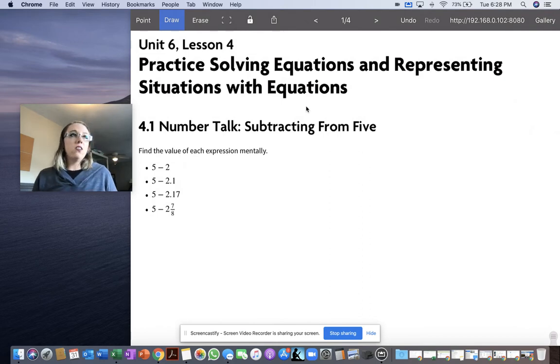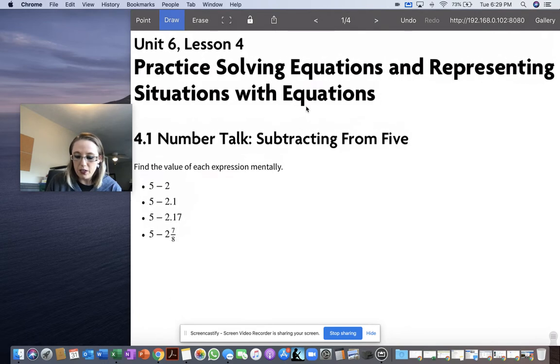Okay, guys, here we go with another lesson. Unit 6, Lesson 4, practice solving equations and representing situations with equations. So this is a super important part of math, and we are going to really hit algebra hard in the next coming months and years until you guys hit high school. So let's dive right in.